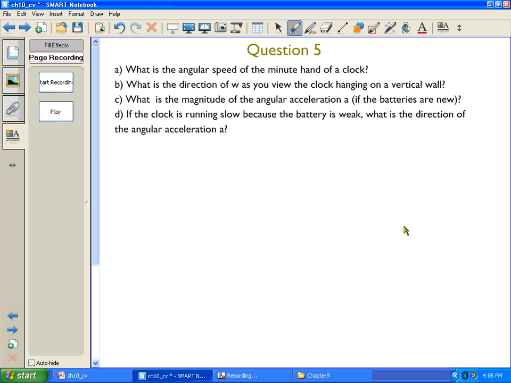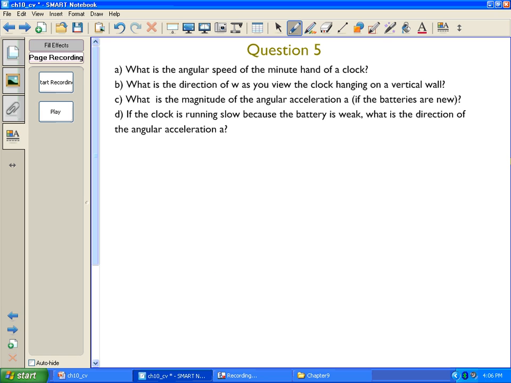In the next 4 questions, we will be using the definitions of angular velocity, angular acceleration, the kinematic equations for constant acceleration, as well as the quantities that relate tangential velocities and accelerations to angular velocities and accelerations. So question 5 begins by asking, what is the angular speed of the minute hand of a clock?